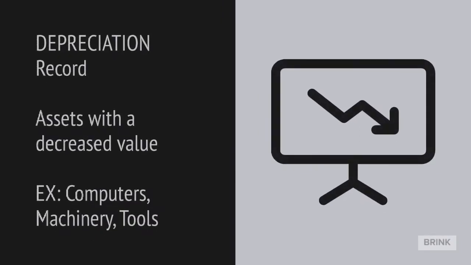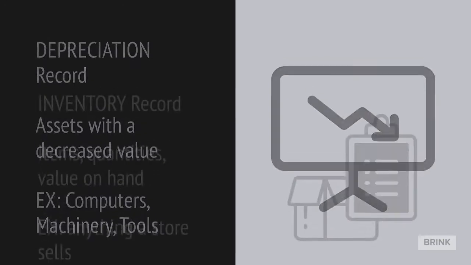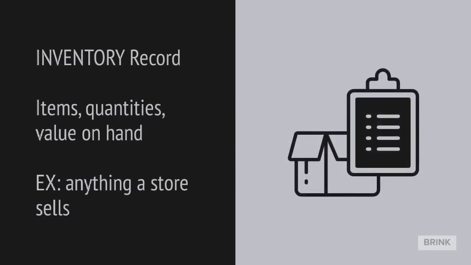Over time, an asset loses its value. This is called depreciation. A depreciation record identifies the amount assets have decreased in value due to their age and their use. Depreciation affects nearly every physical asset of a business. An inventory record identifies the type and quantity of resources and products on hand, along with the current value of each.